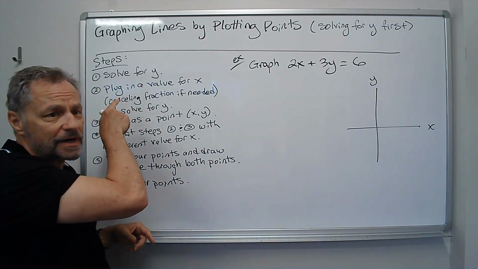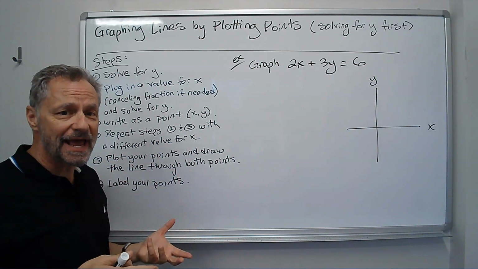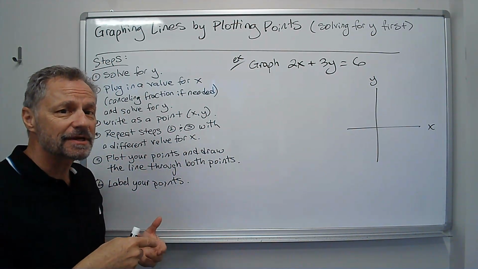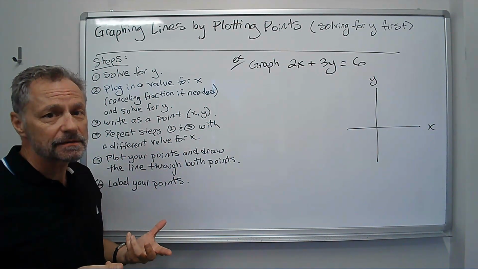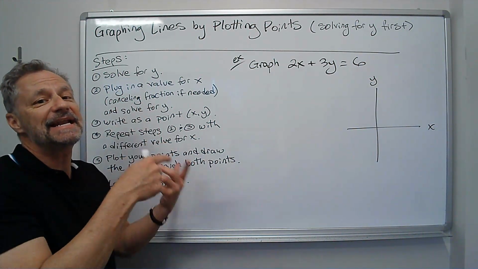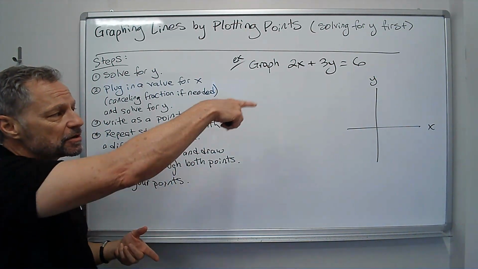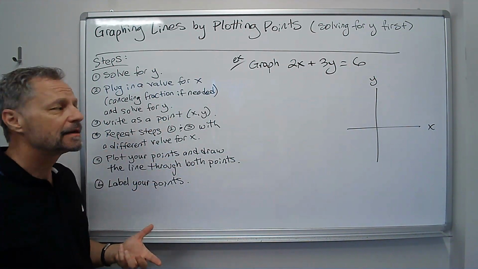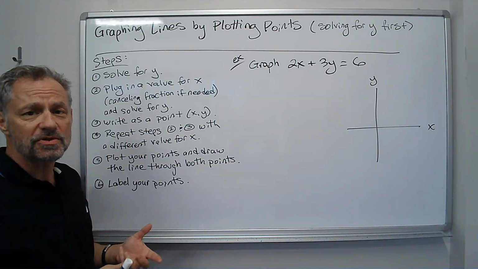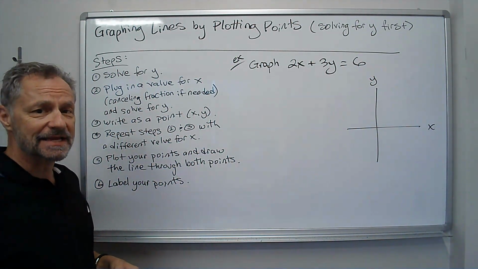First off, we solve for y, then I plug in a value for x and calculate what y is. I'm going to write that down as a point (x, y). And then I'm going to plug in another value for x, calculate y again, and get a second point. Then I'm just going to plot my 2 points, draw the line through them, and label my points, and that's the answer.